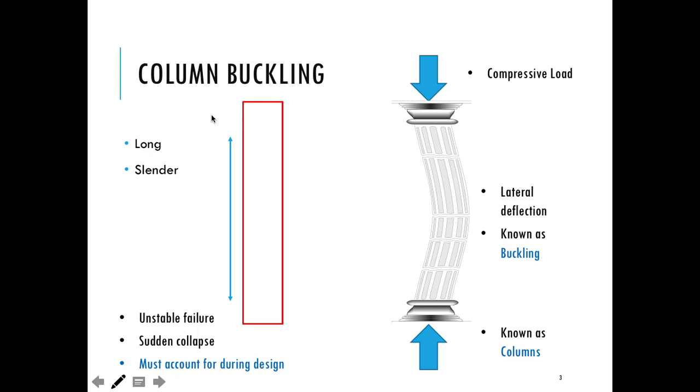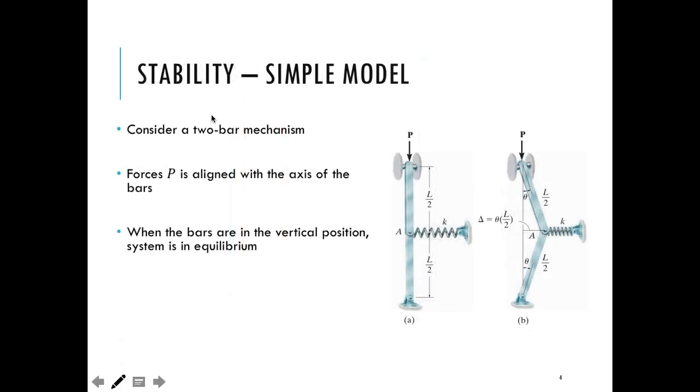In order to start our analysis of buckling, let's consider a simple model of the column. Let's consider a two-bar mechanism with a spring attached at the pin A right here. The applied compressive load is aligned with the axis of the two bars, and when they are in the vertical position, the system is in equilibrium. Let's disturb this equilibrium by a small amount delta by displacing the pin at A towards the spring, as shown. This causes forces to be set up in the spring and in the two beams.